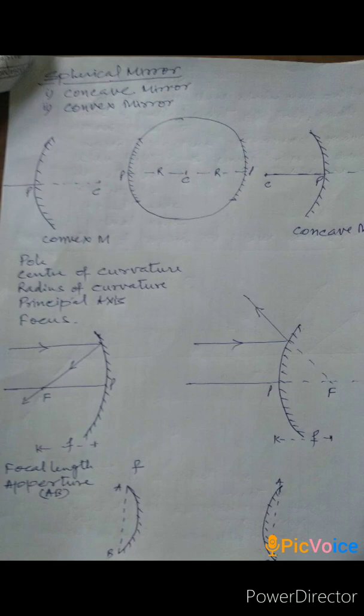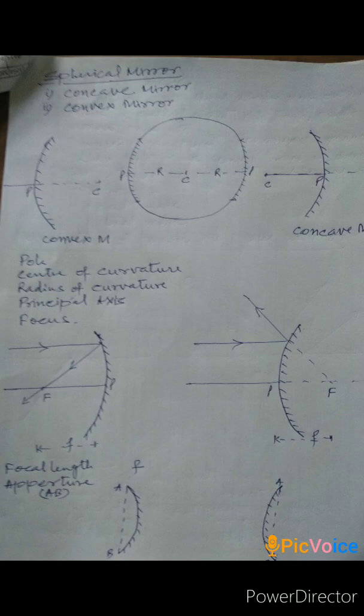The next topic is the spherical mirror. The spherical mirror is made from a hollow spherical glass. A part of it which is coated on one side, with the other side reflecting, is called a spherical mirror. It is mainly of two types. One is the concave mirror, another is the convex mirror.